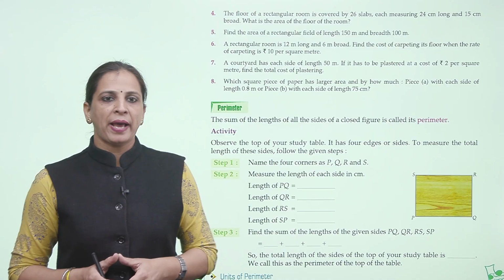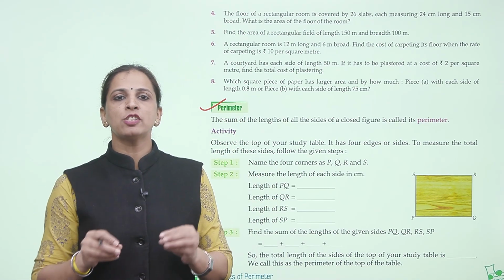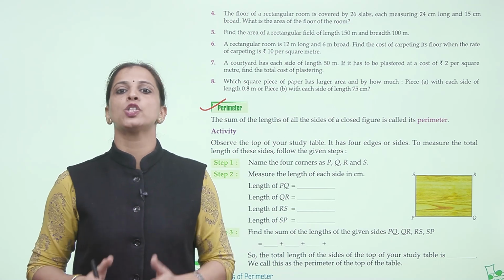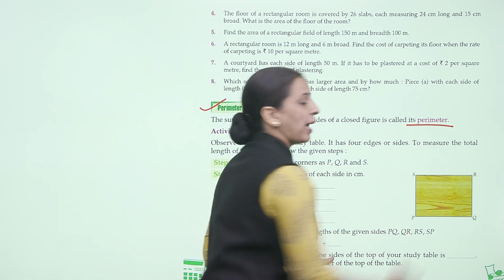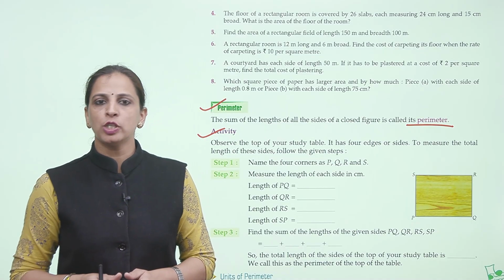Now next is perimeter. Perimeter. The sum of the lengths of all the sides of a closed figure is called its perimeter. Activity. Observe the top of your study table.